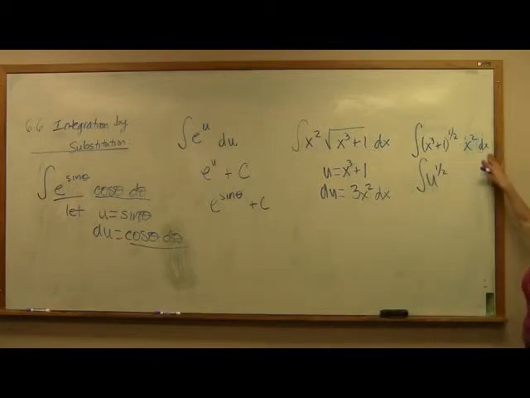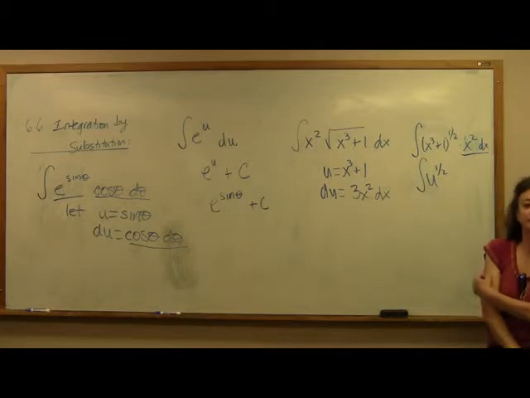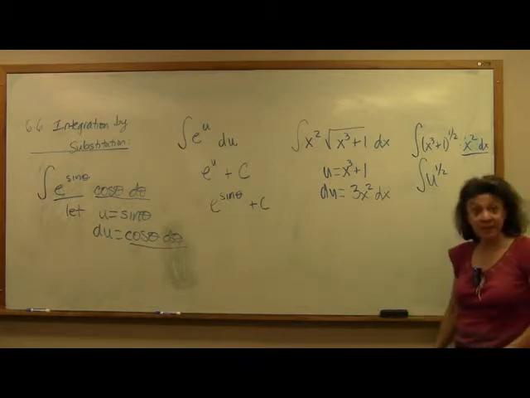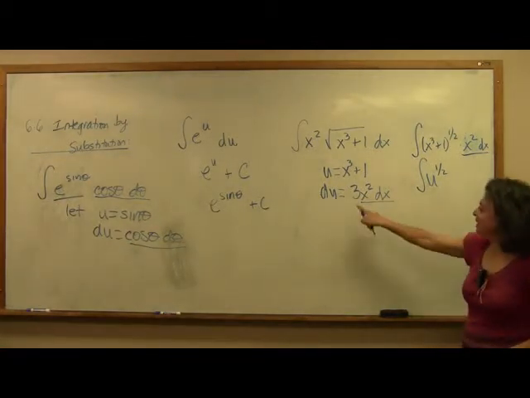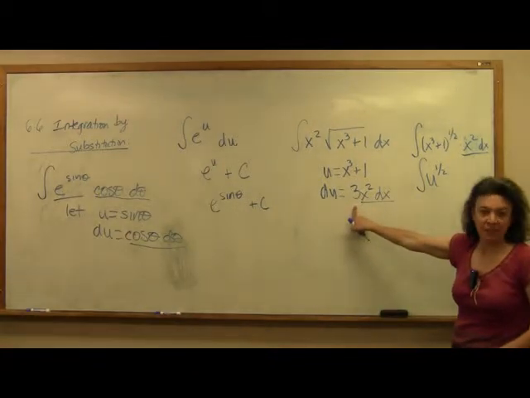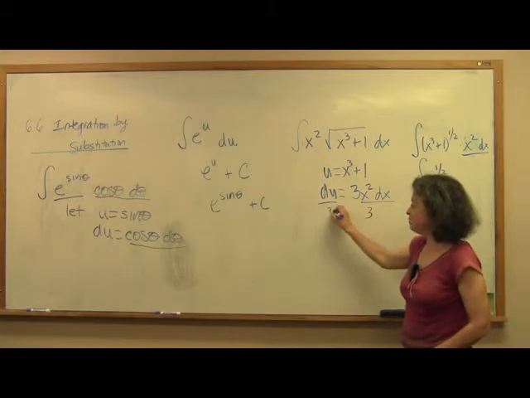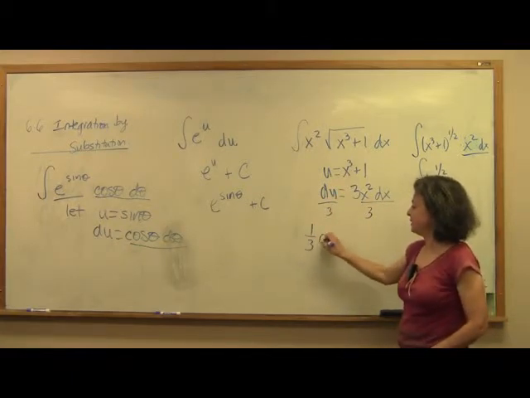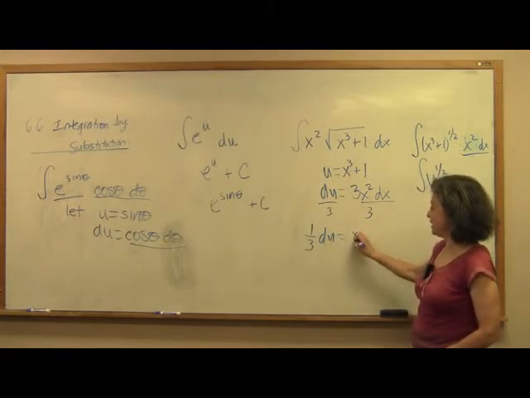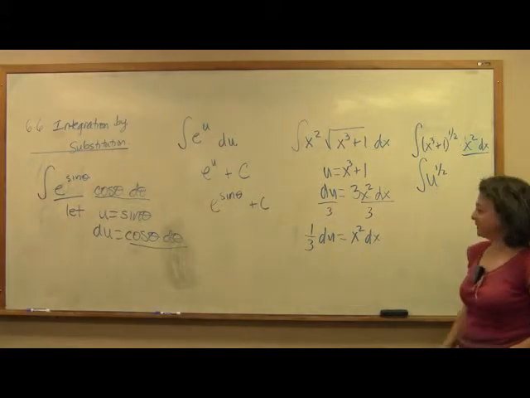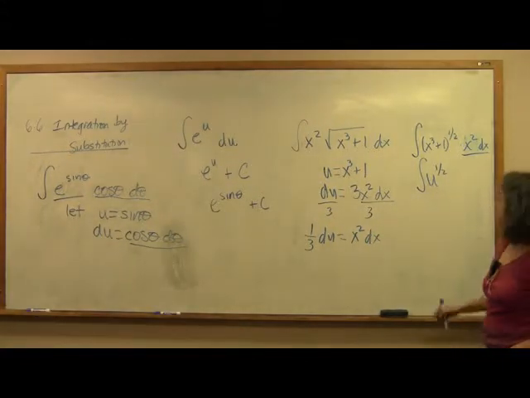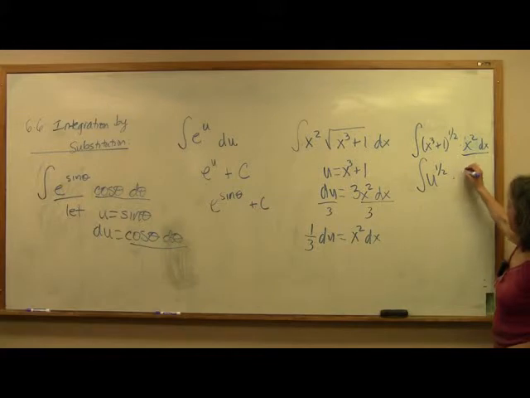Now, what else in here do I need to rewrite in terms of u? I still have an x squared dx. Do you see an x squared dx anywhere? Yes, but the problem is we got this silly 3. But I claim we can certainly divide both sides by 3 and say that then 1/3 du is x squared dx. So in place of x squared dx, I'll write 1/3 du.